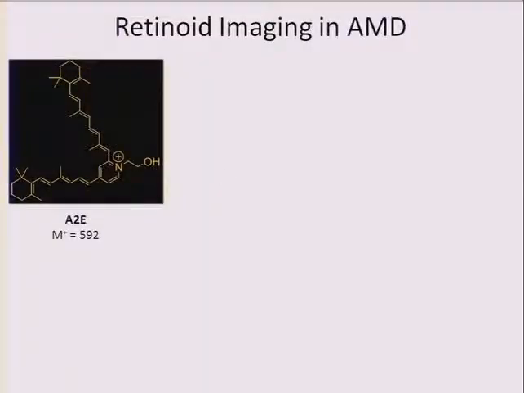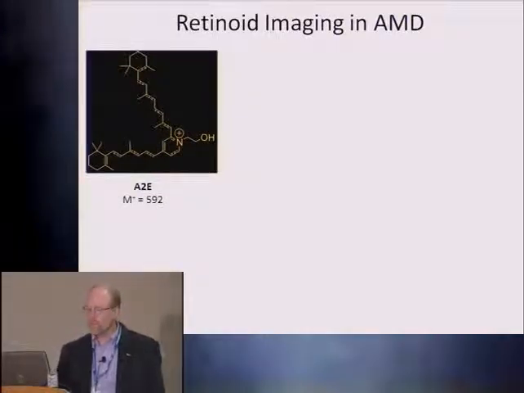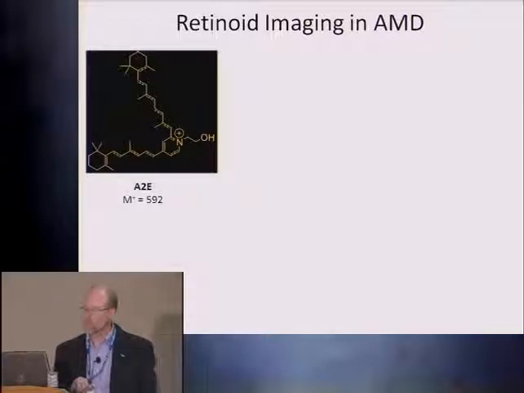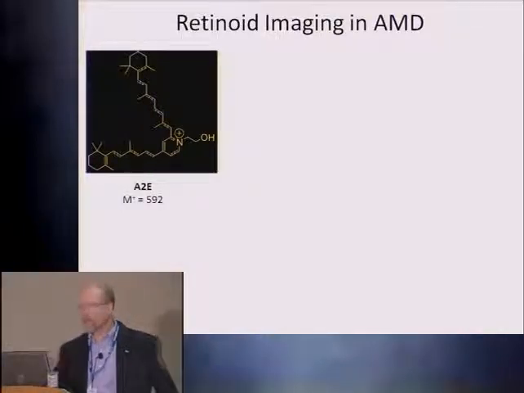So the main retinoid metabolite we're interested in is called A2E. It's so named because it contains 2 molecules of vitamin A, and then 1 molecule of ethanolamine. And its molecular weight is 592. It's a pre-charged molecule, so that's very advantageous. It should fly really, really well in a mass spectrometer. This is the most well-characterized component of lipofuscin and is believed to be toxic to the retinal pigment epithelial cells. So it is a target of a lot of investigation in vision research in relation to AMD.